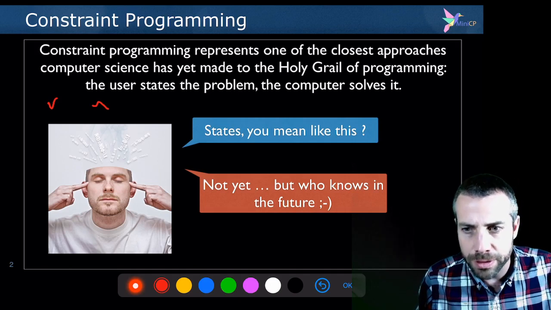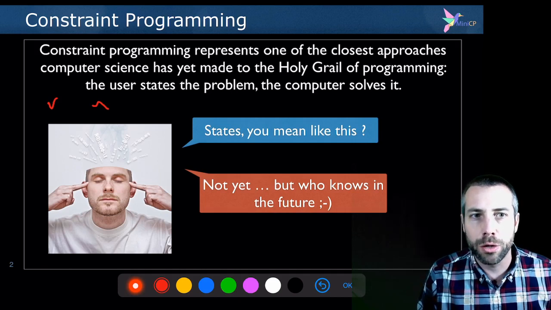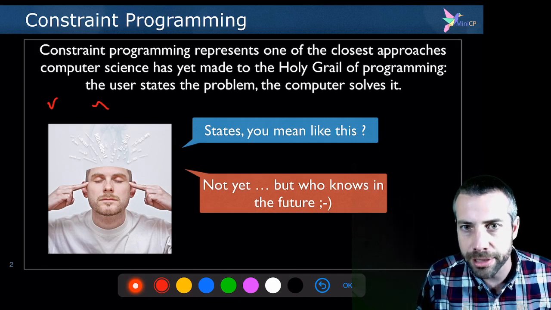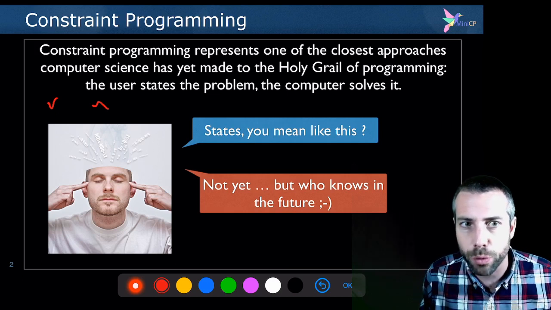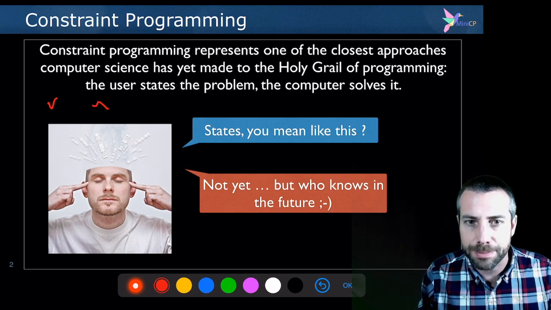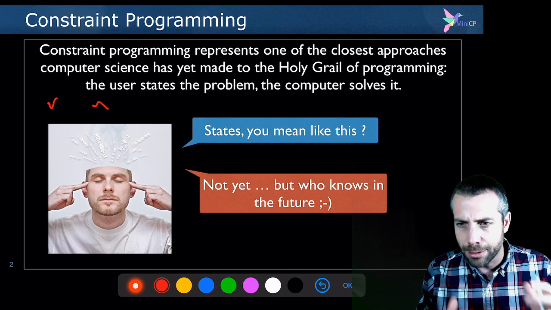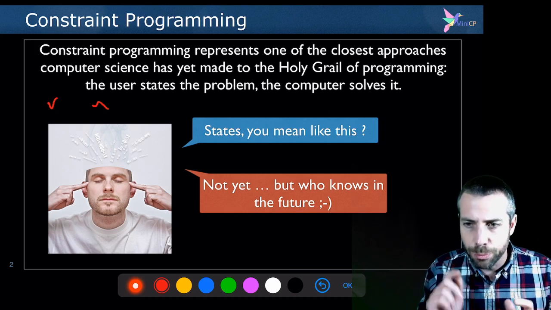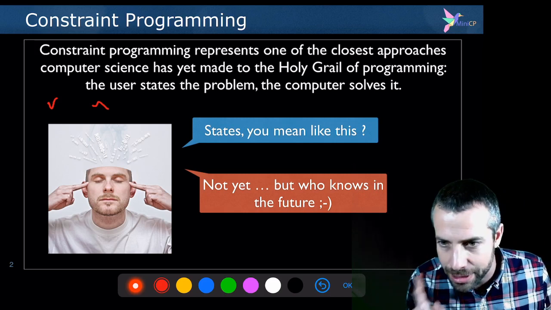Some people consider that constraint programming represents one of the closest approaches we have ever met in computer science. This is one approach that is very close to the holy grail of programming. It means that the user states the problem and the computer solves it. By stating the problem, you may ask, what do you mean exactly? Is it stating the problem in your head, and then you press the button and magically you find a solution? Not yet, but this may be the future.